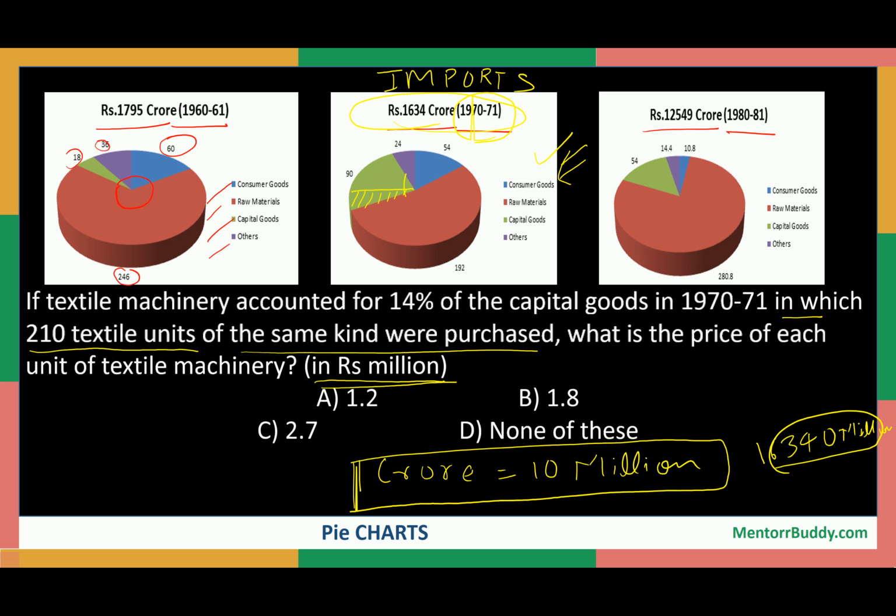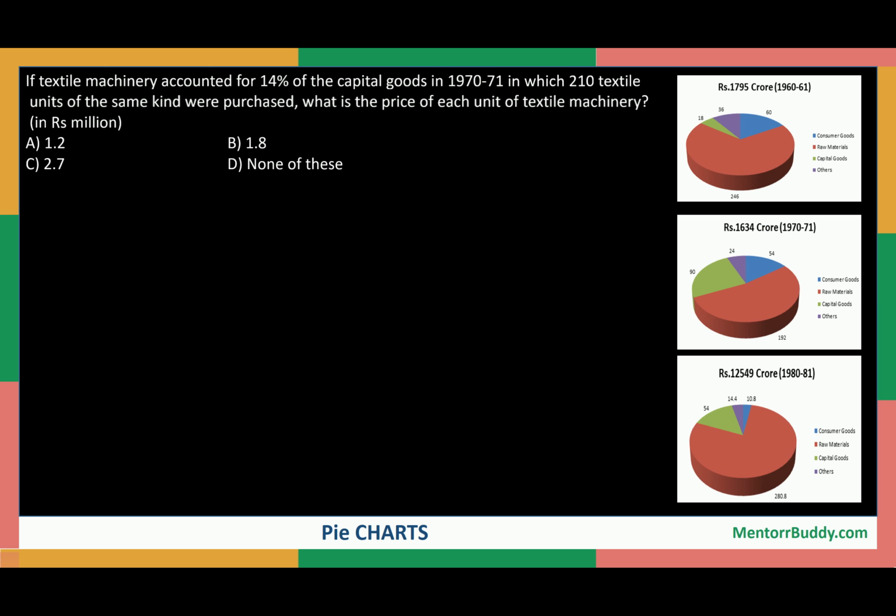Okay, now we will solve the question step by step. First of all, we will calculate the total import value. First we should write this in millions: 1634 crore is given as the total, so 16340 million, right? We should write 16340 million instead of 1634. Only one chart will be used, because the question is based on only this chart, so we'll be taking care of this one only.